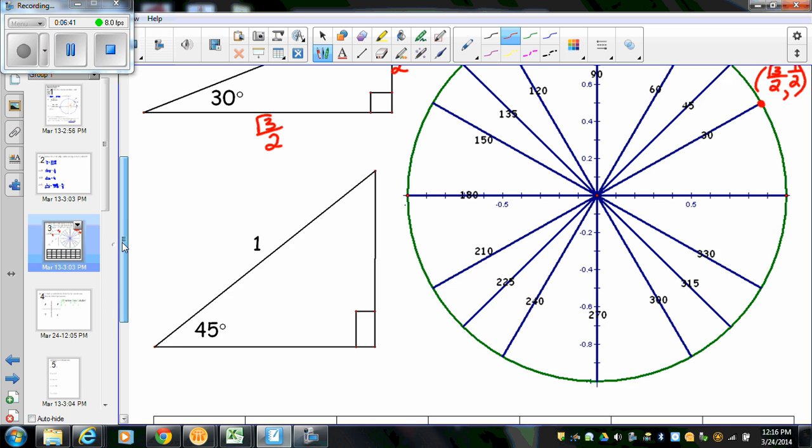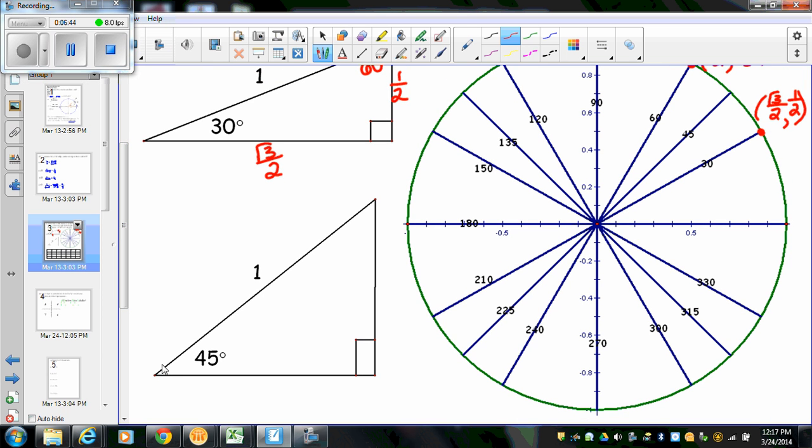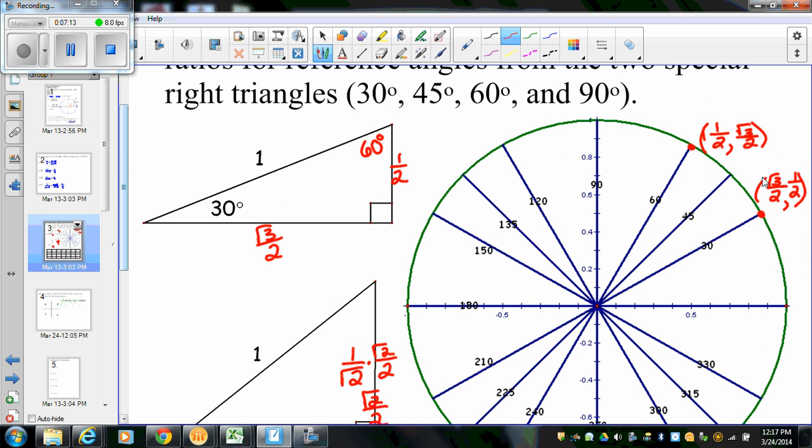Then we get to a 45, 45, 90. In a 45, 45, 90, if the hypotenuse has a length of 1, if you remember, the legs are both congruent, and the hypotenuse is equal to a leg times the square root of 2, which means that a leg would be equal to the hypotenuse divided by the square root of 2. And if we rationalize that, that becomes square root of 2 over 2, which also means that this side is square root of 2 over 2. So going to the unit circle, that means that at 45 degrees, I have an x-coordinate of square root of 2 over 2 and a y-coordinate of square root of 2 over 2.